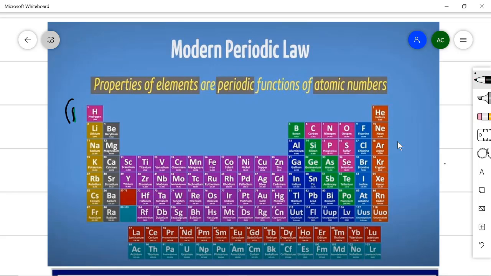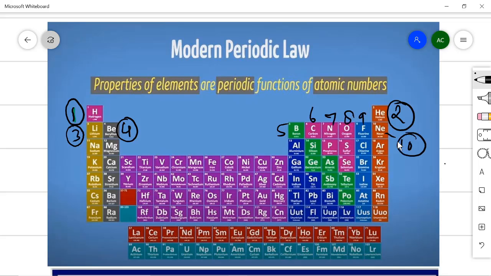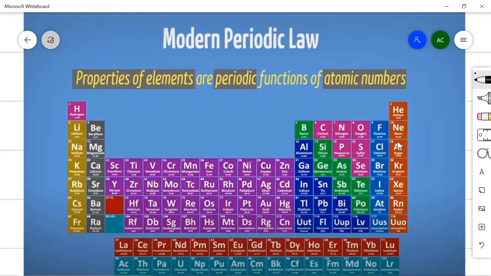This is atomic number 1, that is hydrogen, then helium is atomic number 2, then lithium is atomic number 3, beryllium is 4, and so on. Then 7, 8, 9, and then neon has atomic number 10. Now, we will take the example of the first group. This is our first group.